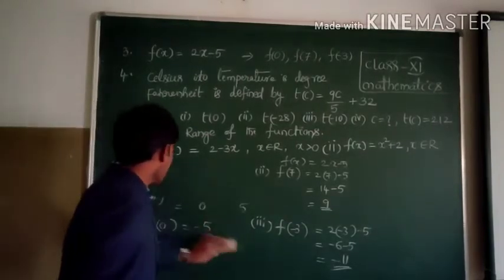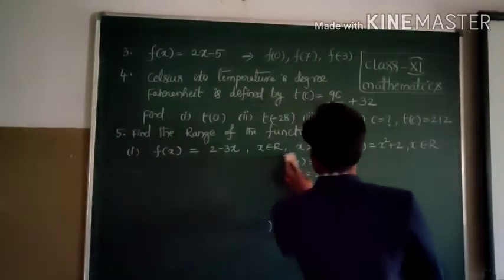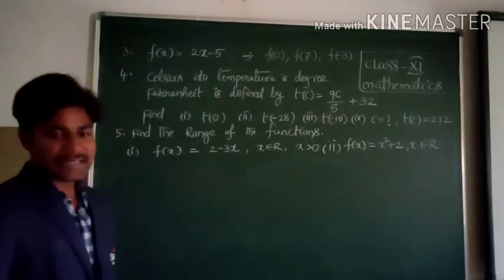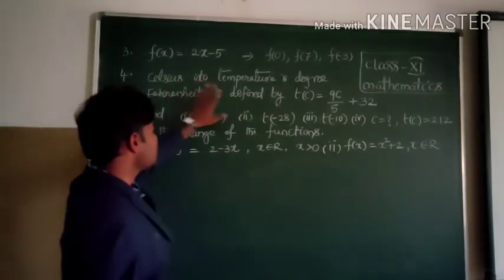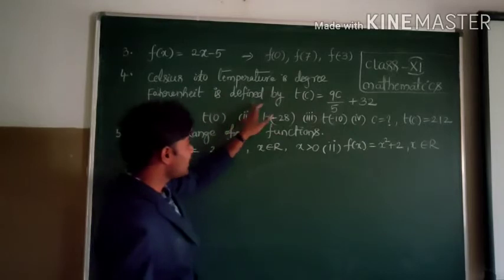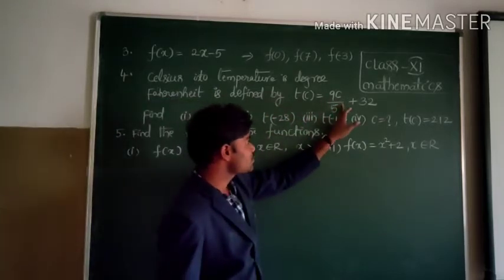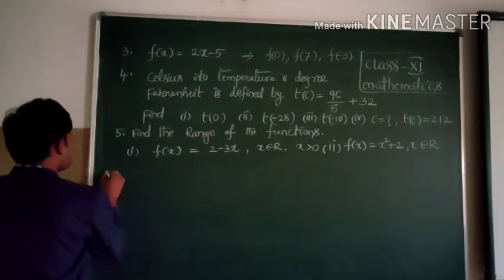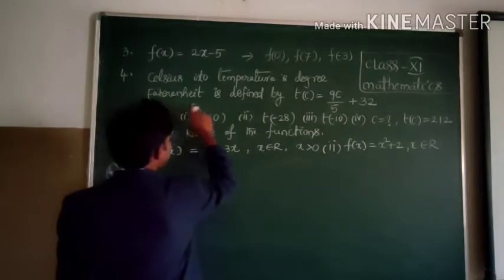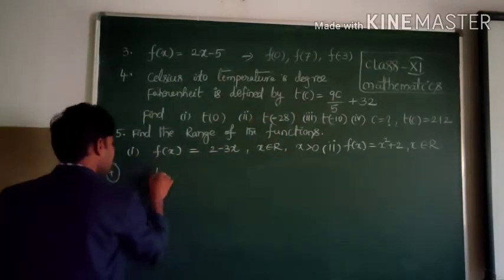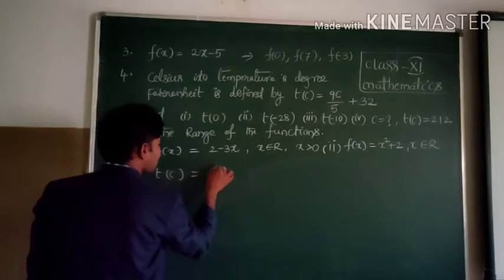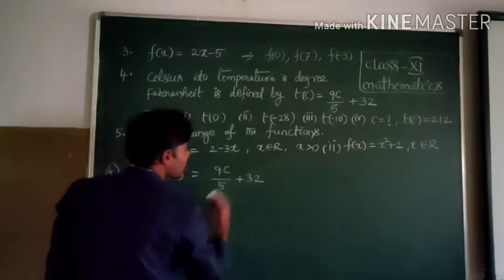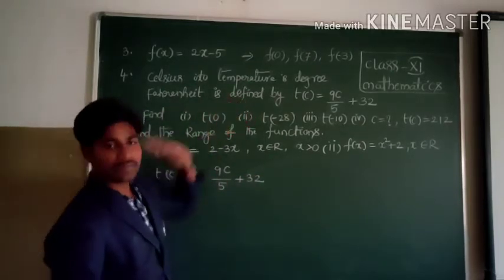Next let's see the fourth problem. Here certain conversions are given. The temperature in degrees Fahrenheit is defined by T of C is equal to 9C by 5 plus 32. Right? So here, the fourth one: given that degrees Fahrenheit is defined by 9C by 5 plus 32. Right? This is already given in the problem.